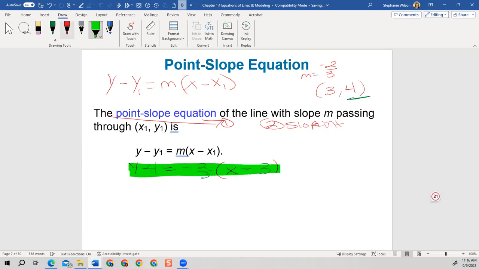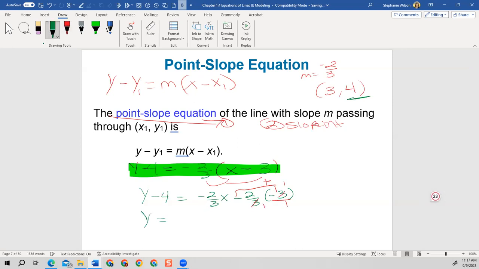Now, from here, let's solve for our slope-intercept form. So in order to do that, I need to take this negative 2/3 and distribute it. So I have y minus that 4 equals negative 2/3 times that x. And then I have the negative 2/3 times that negative 3. So I'm going to go ahead and put that negative 3 over 1. And I see that I got negative times negative, which is positive. 3 divides 3 one time.